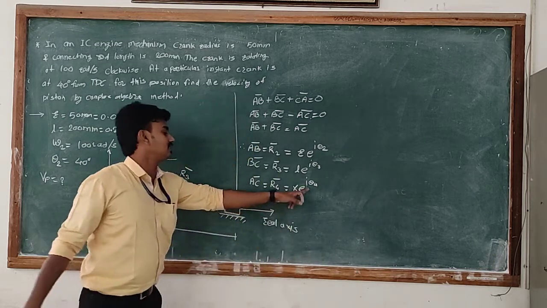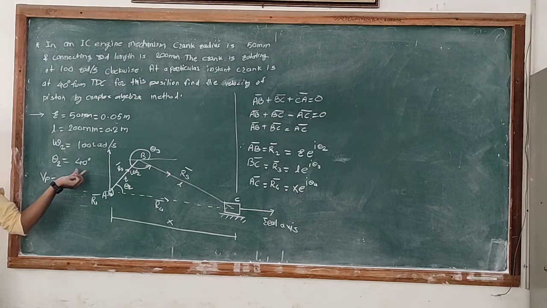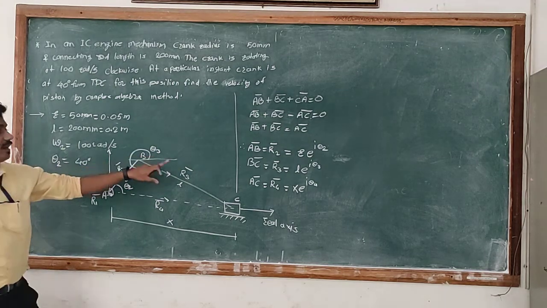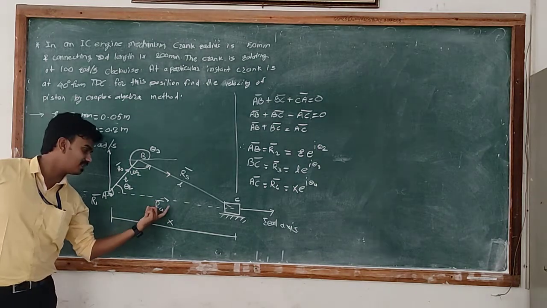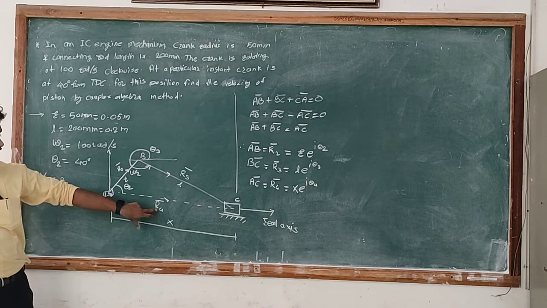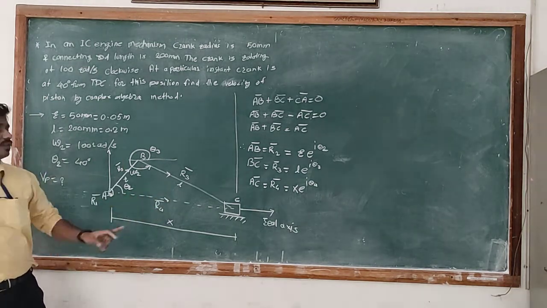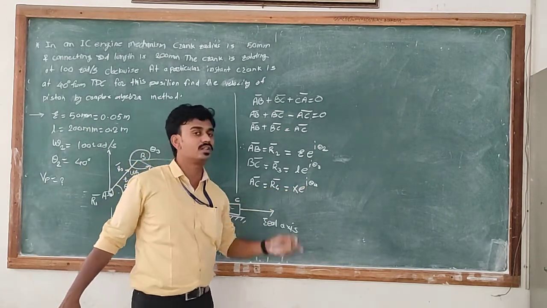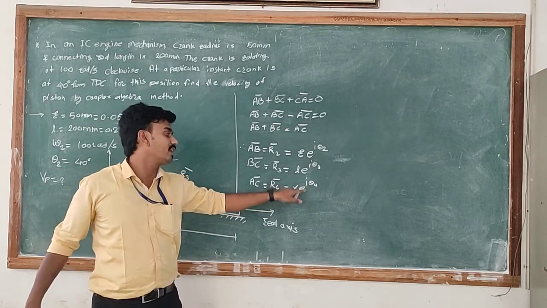Here, what is the theta 2 angle? Theta 2 is equal to 40 degrees, theta 3 we don't know, and theta 4. Theta 4 means the angle made by this R4 with respect to the real axis, and this angle made by R4 with respect to the real axis is 0. Therefore, theta 4 is equal to 0.